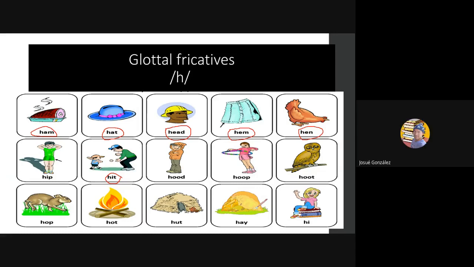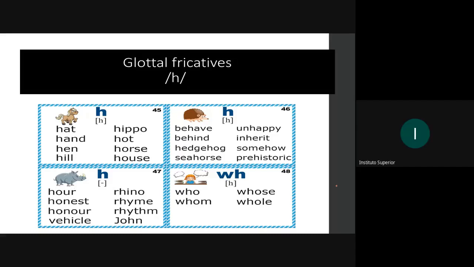Hit. Head. Heat, hit. Heat, hit. Hip. Remember the sound. Hit. Hip, hip. Hit. And this one is hip. Remember the final sound. Hip. And this, yes. Hip. And hip. Heat. And this one, the last one, high. High. Okay.